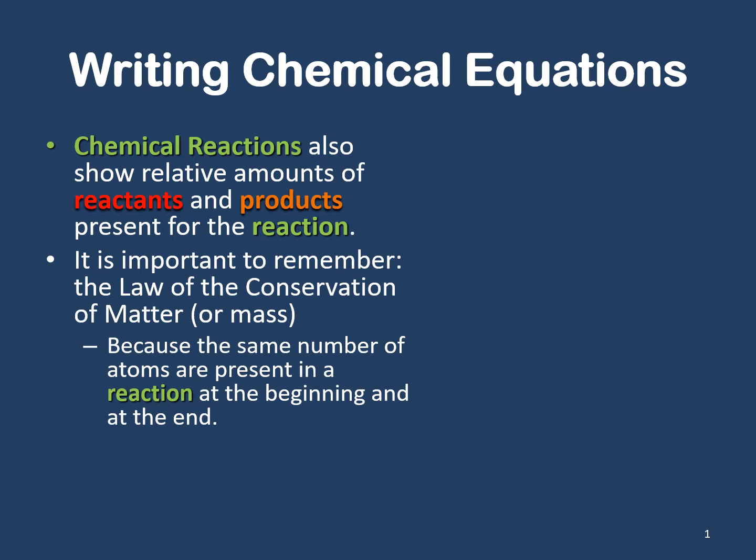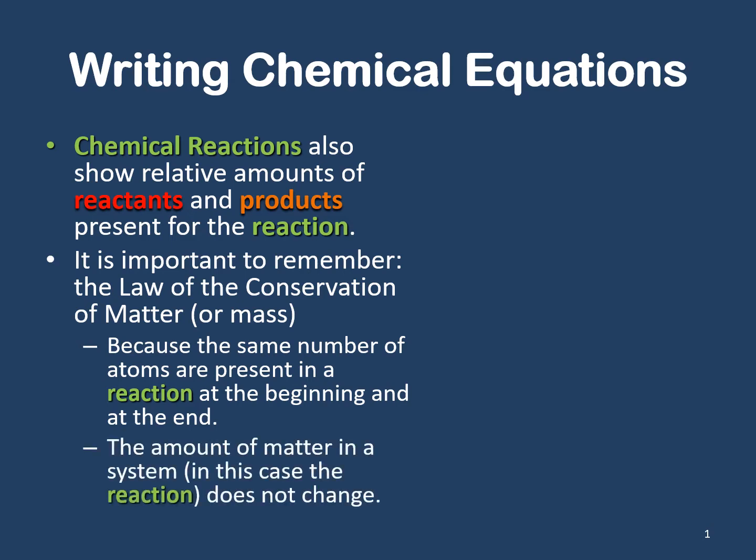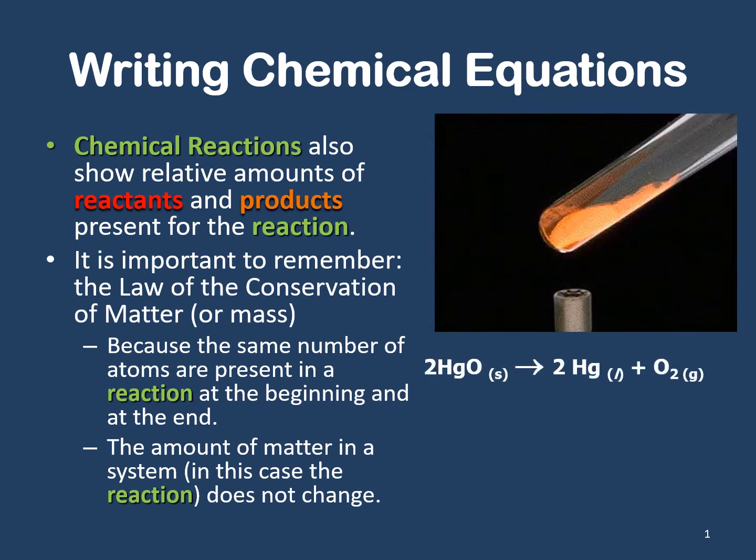For instance, if I have one carbon on the left side, then at the end of the day, I must only have one carbon on the right side because I can't create a carbon atom from nothing. I can only move it around and change what it's attached to. The amount of matter in the system, in other words, does not change. It's conserved.